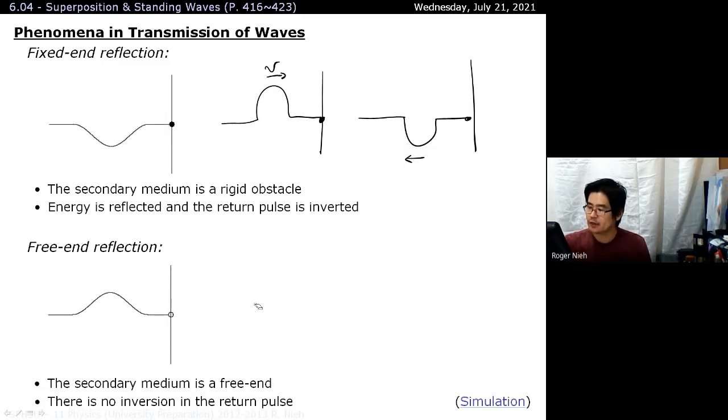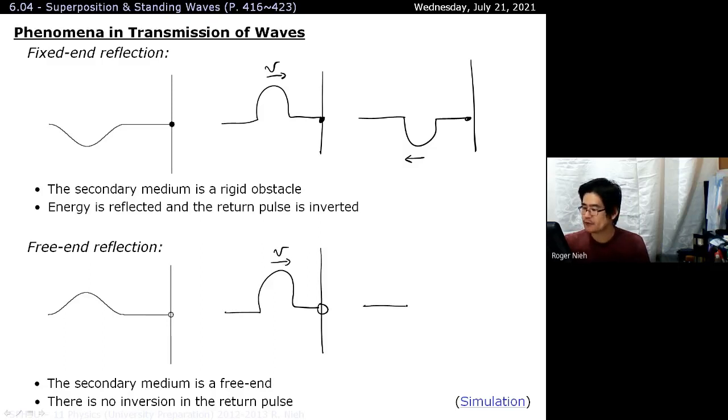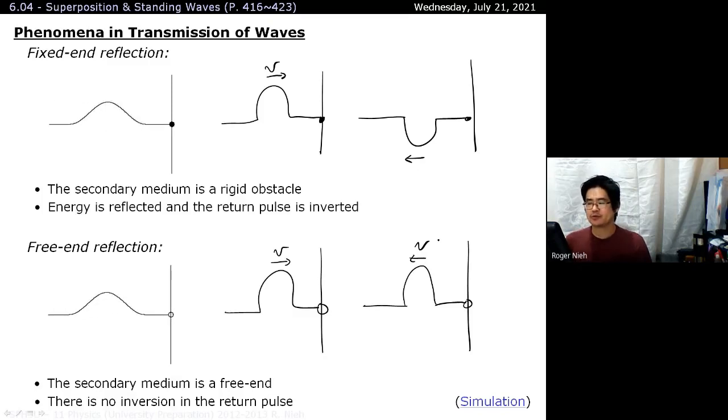As for the second one, you'll draw this loop. Afterwards, it'll look identical when it returns back, but it will be in the opposite direction. Okay, so that's how you draw it in your notes. Again, a dark circle for fixed end reflection, a loop to indicate that it's freely able to go up and down.